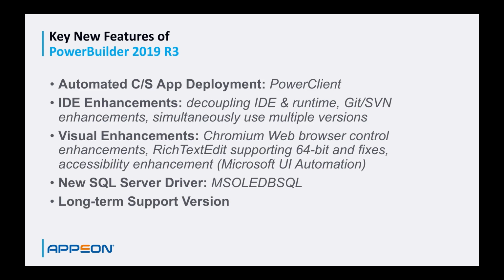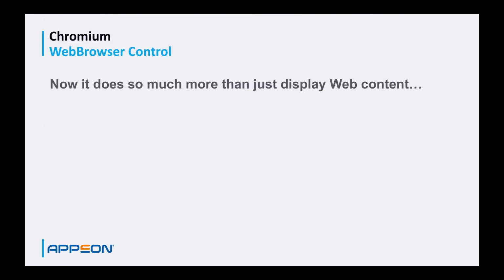And R3 is a long-term support version, which means you get a minimum of 5 years of bug fixes and technical support on this version. So it's a great version to standardize on. So now, without further ado, let's talk about the visual enhancements.